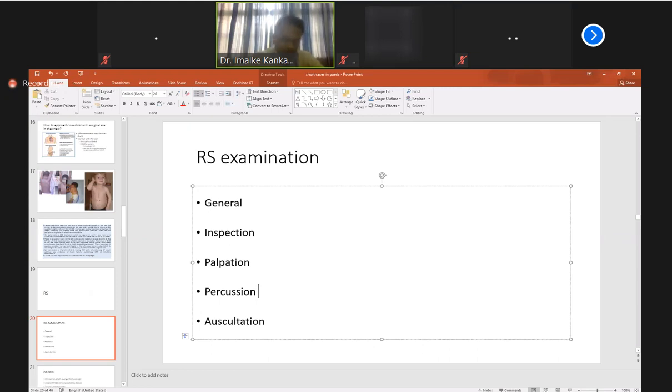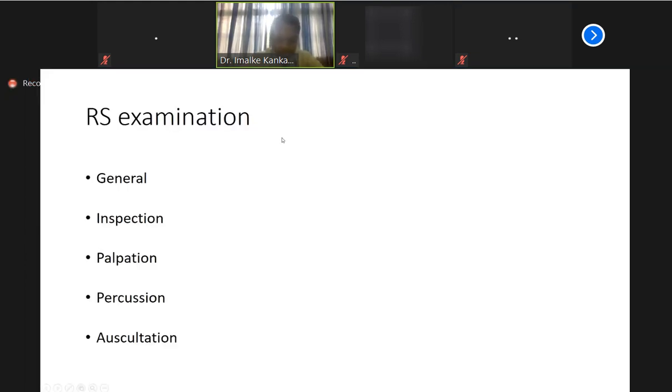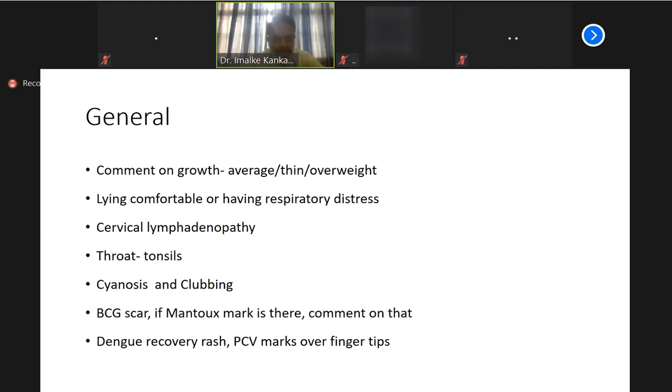Percussion, right? So general inspection, palpation, percussion, auscultation. So growth, lying comfortably well on the bed, respiratory distress or not. Cervical lymphadenopathy is important in RS, but not in CVS. Throat examination, you can get the permission because ENT examination comes under respiratory system.